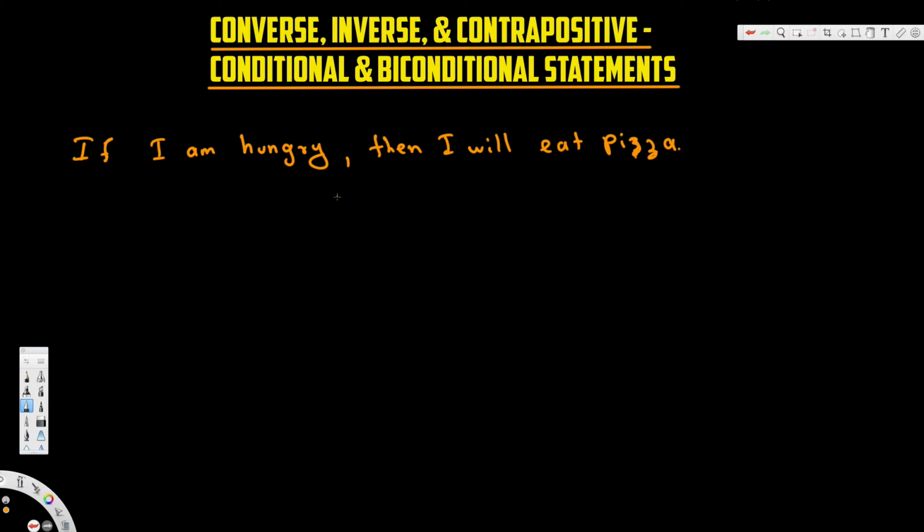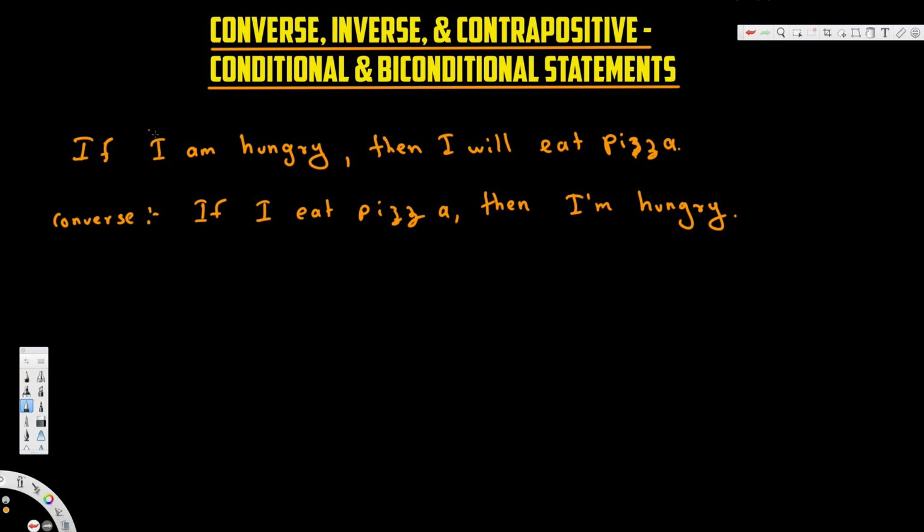Now I'm going to tell one by one. First we are going to see what the converse of this one is. Converse is the reverse. So here, if I am hungry, then I will eat pizza. The reverse of this one is going to be: if I eat pizza, then I am hungry. This is the reverse of the first one.